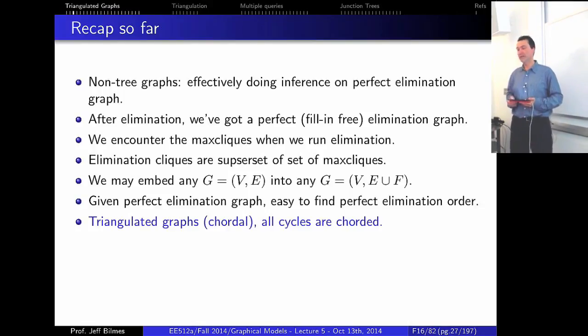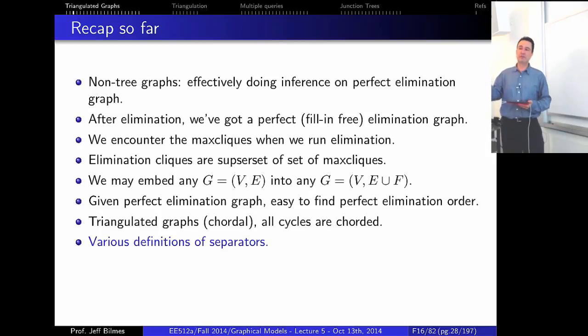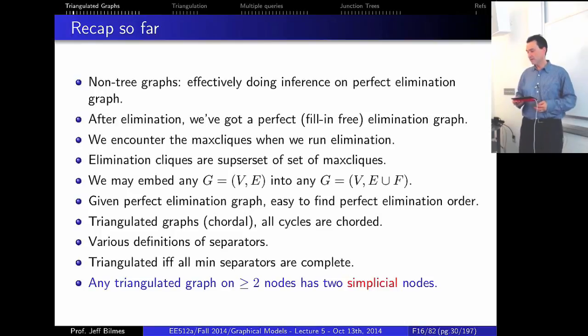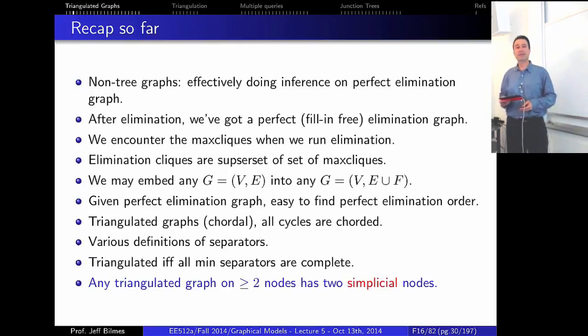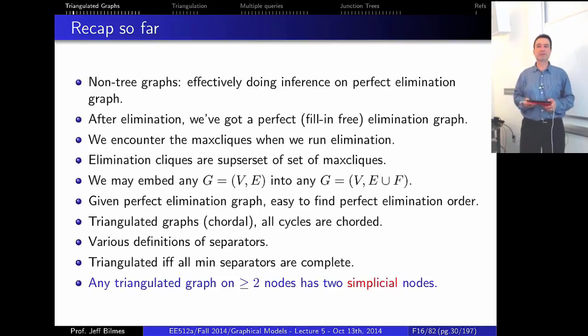Triangulated graphs are chordal, and all cycles are chordal. That's the definition of triangulated graphs. We saw the various definitions of separators. There's a separator, there's a minimal separator, there's an AB separator, and a minimal AB separator. And we saw the theorem that said that the graph is triangulated if and only if all minimal separators are complete. And then we saw that any triangulated graph on at least two nodes has two simplicial vertices. Okay, any questions on any of these things that we saw?